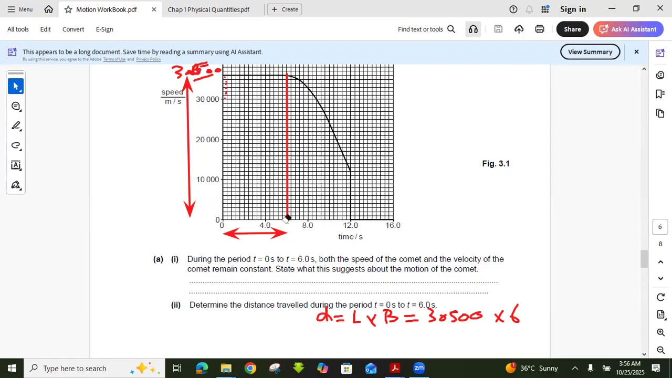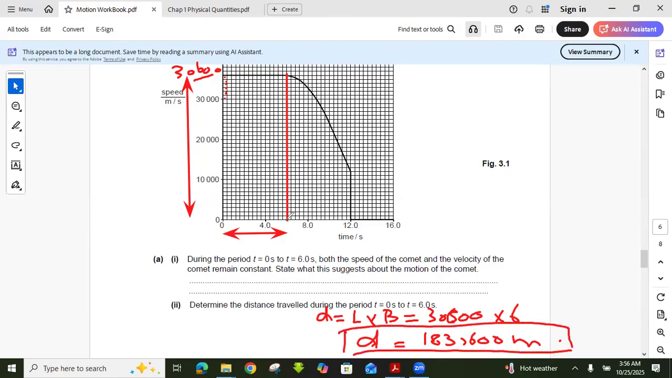Actually, it's not 30,500. This is 30,700 because we have 6 small boxes. So it's 600? Right, so we will change it: 30,600 multiplied by 6. And again, the answer is 183,600 meters. The procedure is the same, we just need to calculate the small boxes, which are equal to 6. Okay.